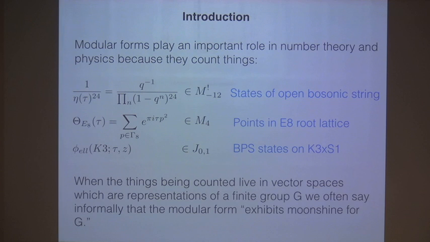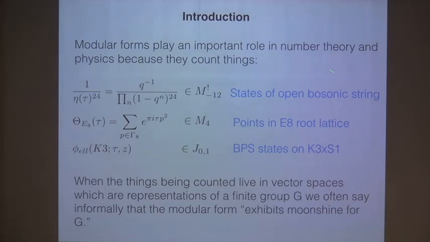So, as our chairman said, I agree that moonshine really is part of a story of trying to connect number theory to physics in a deeper way. And one of the central objects, both in string theory and in the mathematics of number theory, are modular forms, essentially because modular forms count things, and number theory is about counting. And in string theory, there are many things that we would like to count.